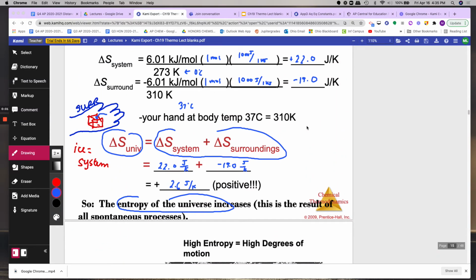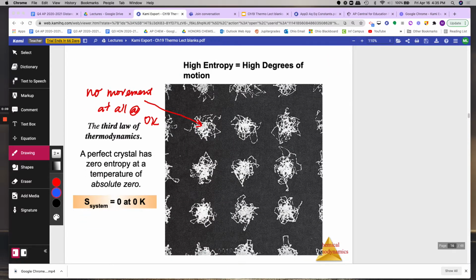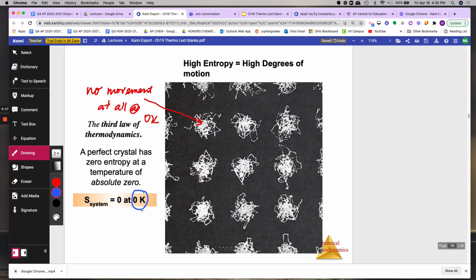So we learned about the second law of thermodynamics, which states that the entropy of the universe is increasing. The third law of thermodynamics states that if you're at 0 Kelvin, the lowest possible temperature, the molecules are not moving at all. Let's see, this might be a picture. The entropy is 0. So a perfect crystal has 0 entropy at absolute 0.